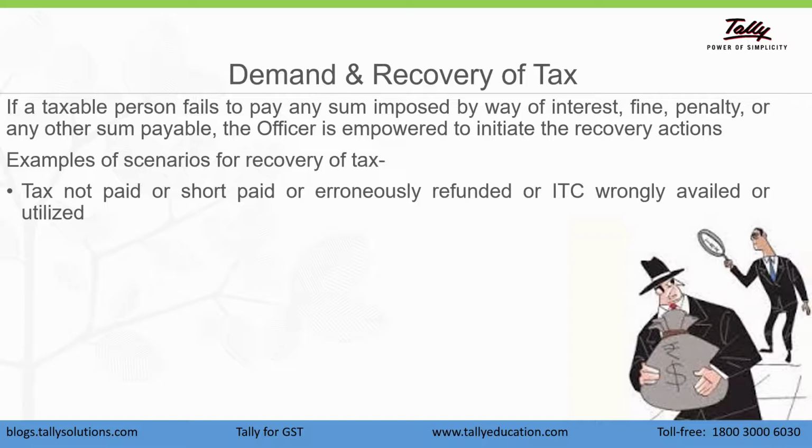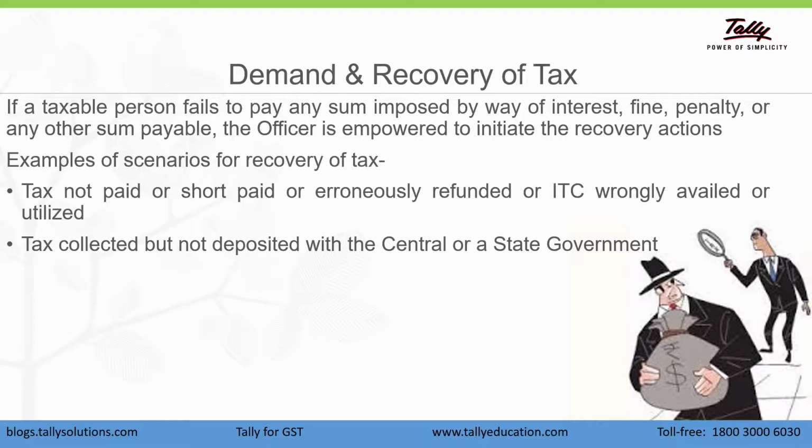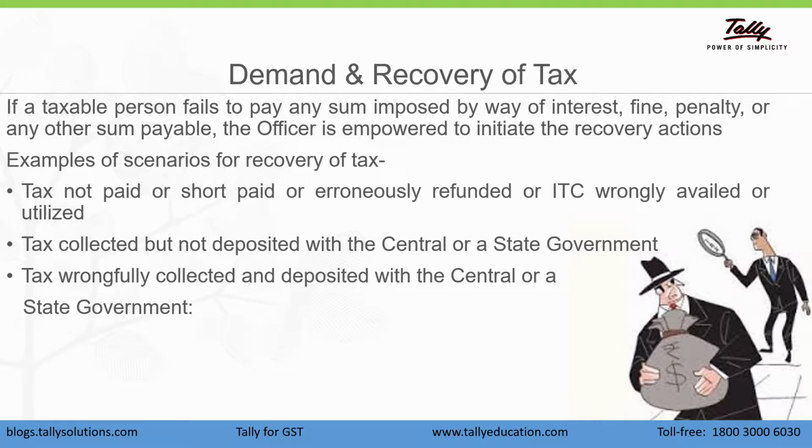Tax has not been paid or short paid or wrongly refunded, or input tax credit has been wrongly availed or utilized. Tax has been collected but not deposited with the central or a state government. Tax has been wrongfully collected and deposited with the central or a state government. That is, a person has deposited CGST and SGST on a transaction which is actually an interstate supply, or IGST on a transaction which is actually an intrastate supply.